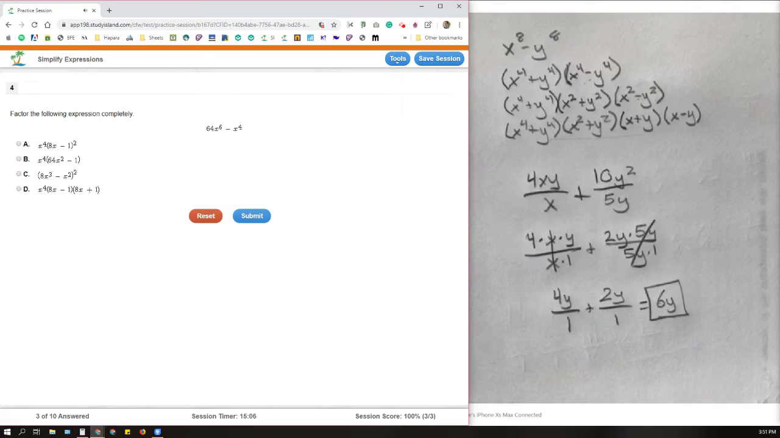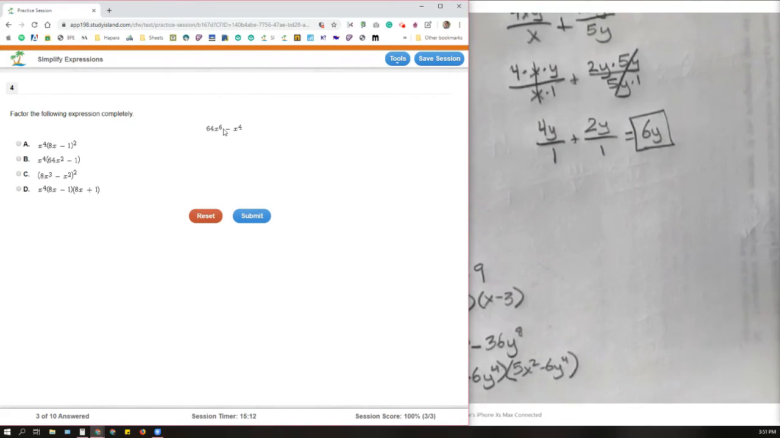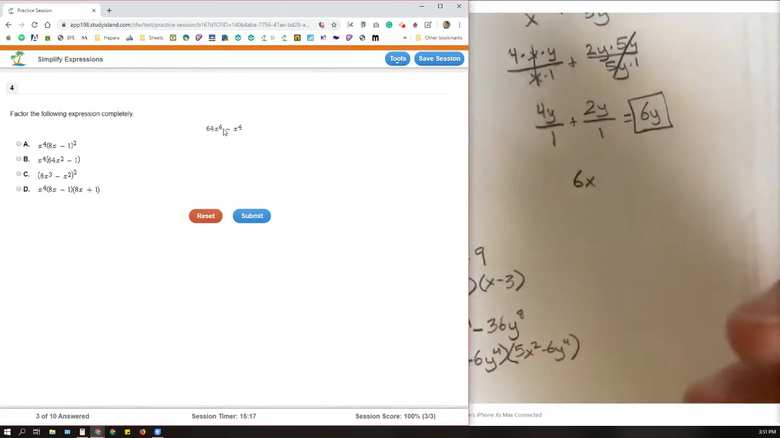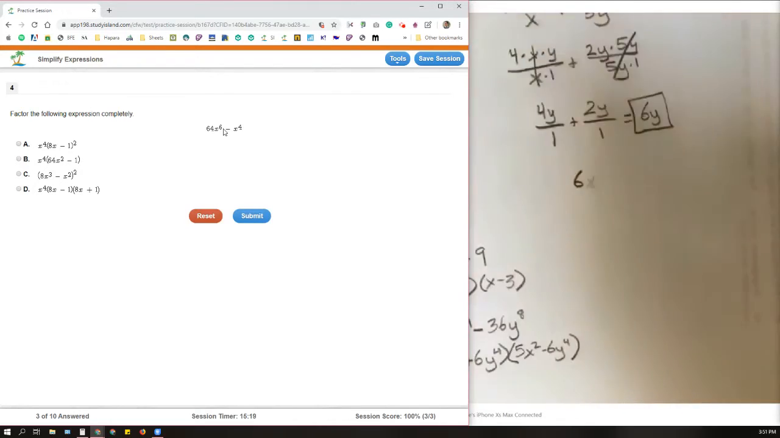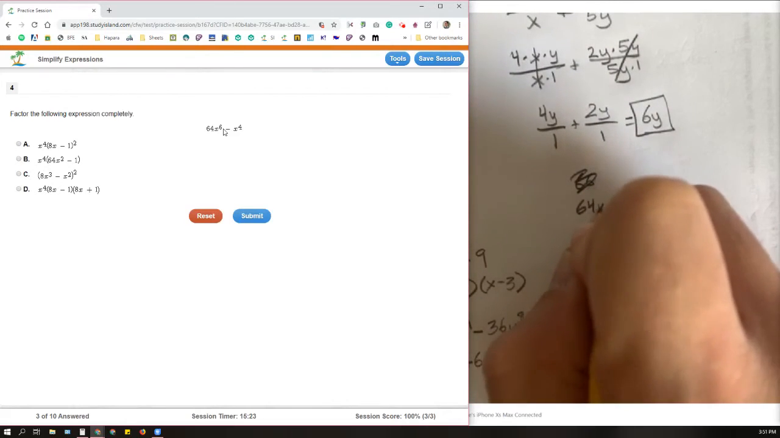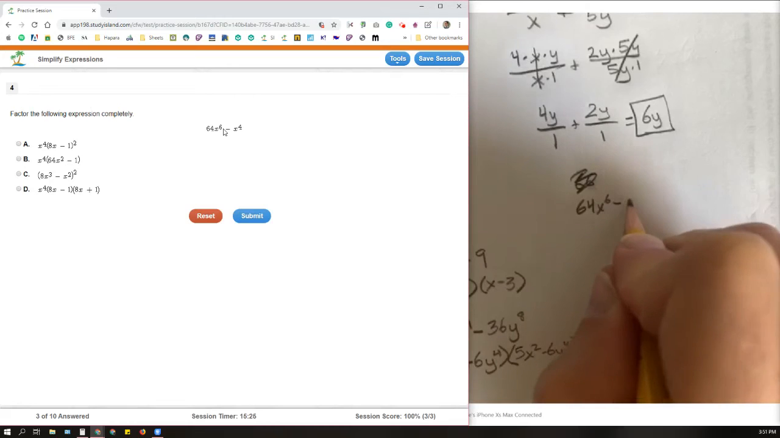Next problem. Factor the following expression completely. It's another difference of two squares. Let's go ahead and knock this one out. 64x to the sixth power minus x to the fourth power.